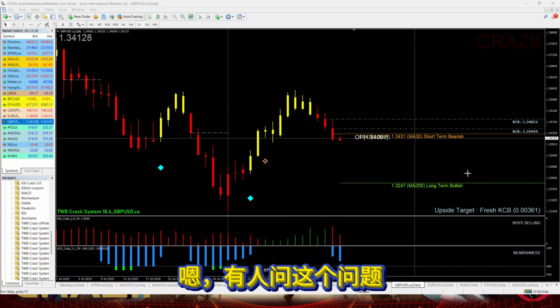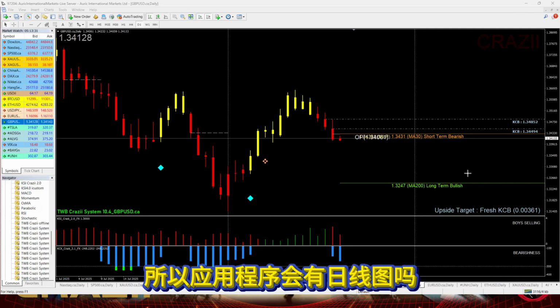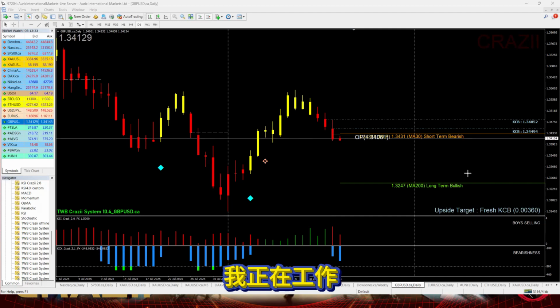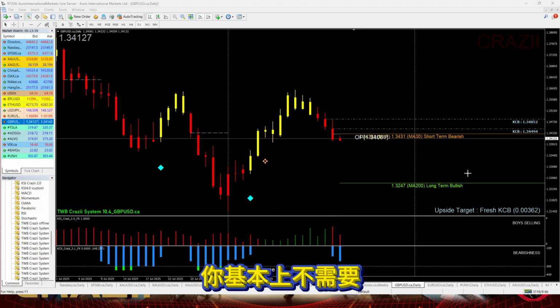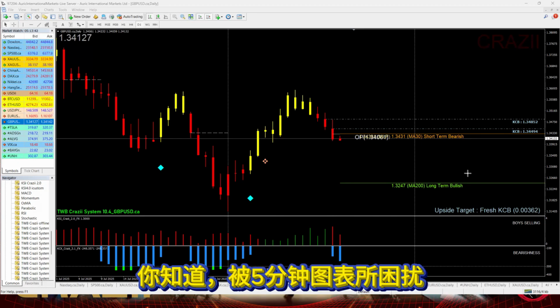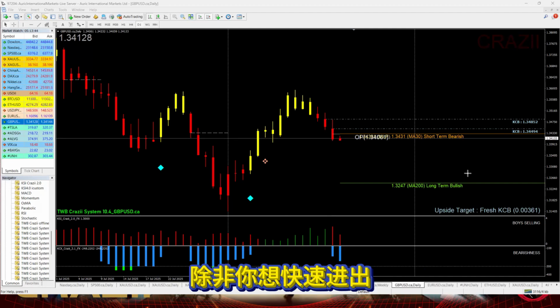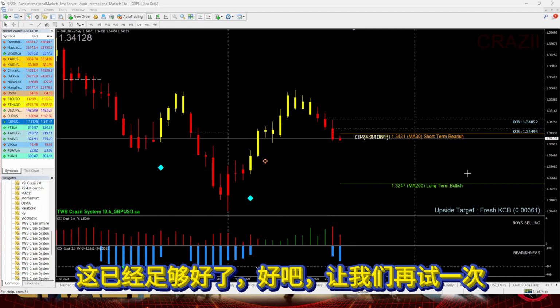So someone asked this question. Will the app have day chart? That's definitely. I'm working very hard right now to make sure that the app has the day chart facility so that you can concentrate on trading the day chart and you don't need to be bothered with the 5-minute chart unless you want to go in and out for fast in, fast out. If not, for day chart, this is good enough.